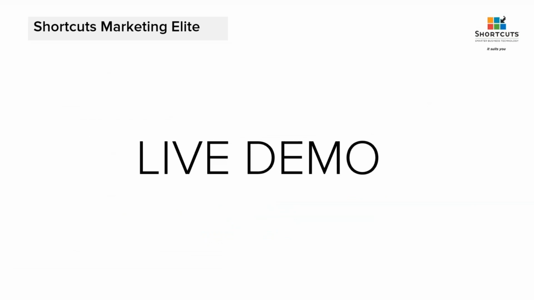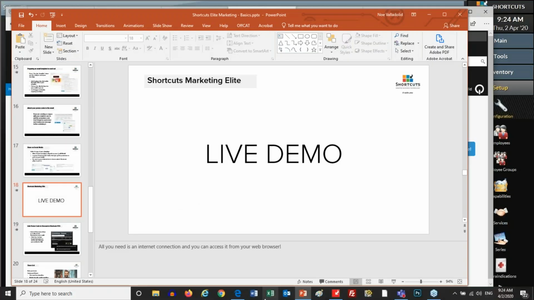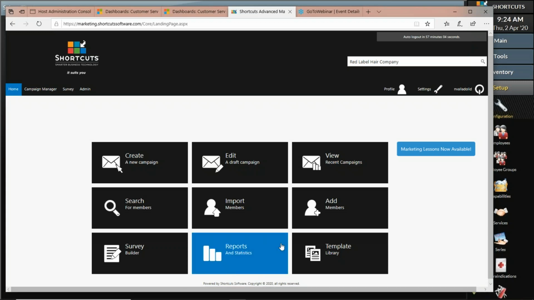So let's actually do that. Let's create or edit a template and create a campaign. We're going to go back to our Shortcuts marketing. On the main page that you see here, the first thing you see are the nine most often used tiles for marketing. Really the top row is the most important. You're either going to create a campaign, edit an existing campaign, or just view your history.